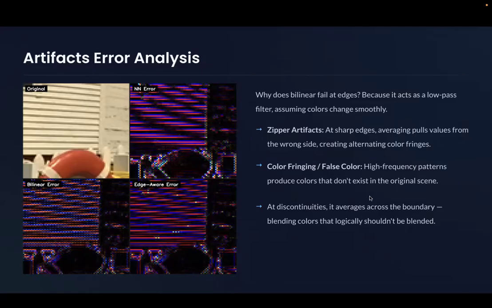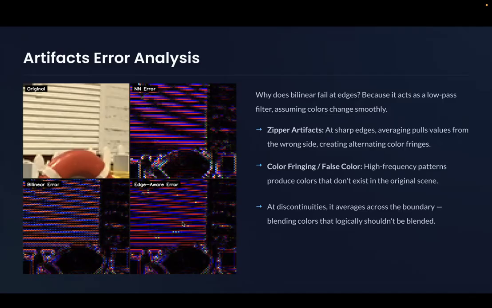And these are the error maps that make the artifacts even clearer. Look at the NN error. Those bright red and blue horizontal stripes are everywhere, especially on the house siding. That's the zipper effect. At sharp edges, averaging pulls values from wrong sides, creating alternating color fringes. Bilinear error is much darker overall. Errors concentrate along edges rather than being everywhere, and edge aware is the darkest with the least error.